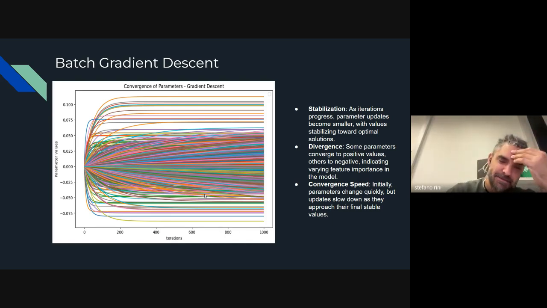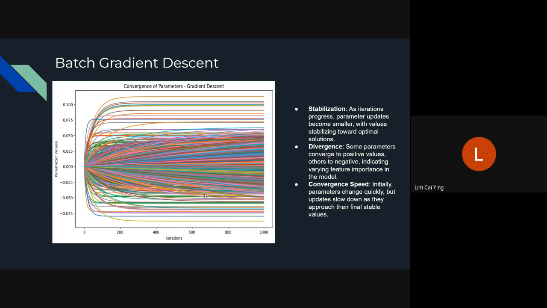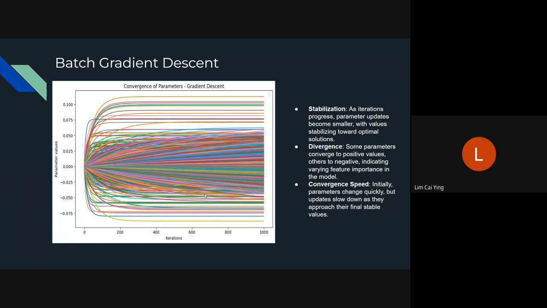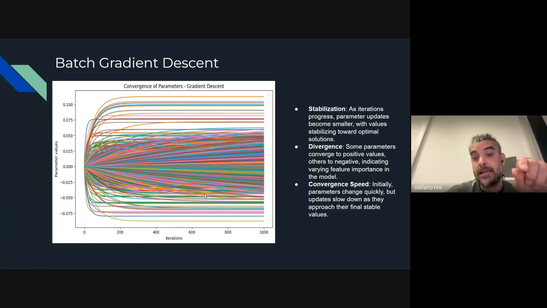Go ahead. Yes, we can see that some of the parameters converge to positive values and others to negative, which indicates their varying feature importance in the model. Correct. And this is without lasso, right? This is without lasso, just plain L2. You could try to implement lasso.